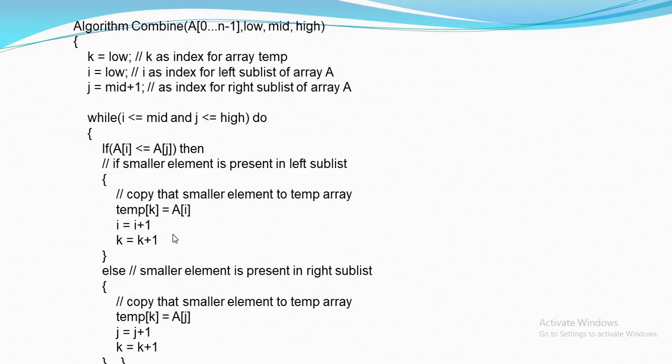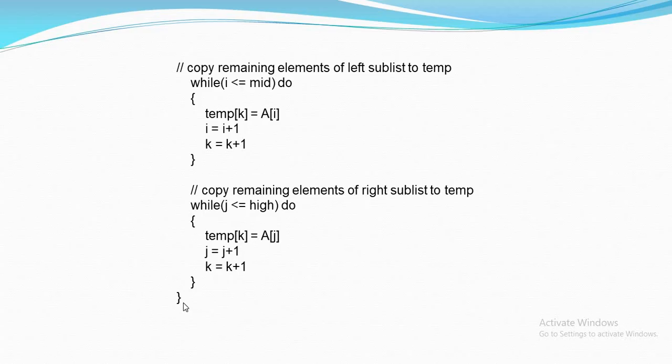If A[i] is less than or equal to A[j], we store A[i] into the temporary array. If the condition is false, we store A[j] into temp[k], and increment j and k. Then copy the remaining elements of the left sublist to the temporary array if i is less than or equal to mid, and likewise copy the remaining elements of the right sublist to the temporary array.